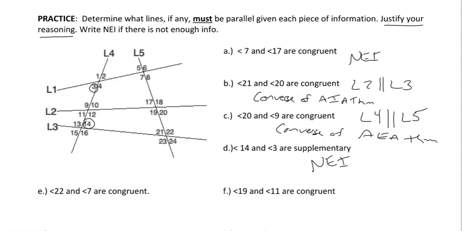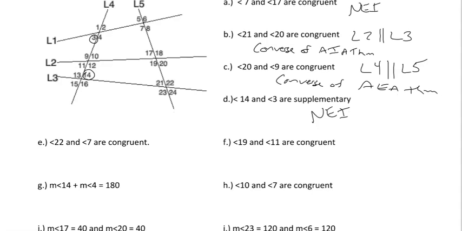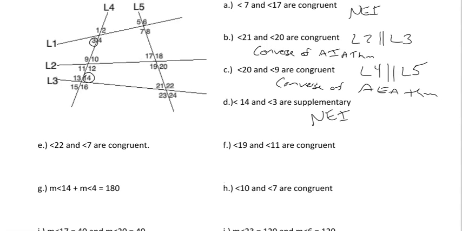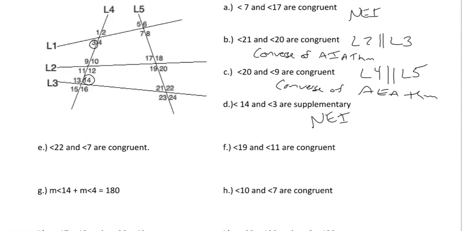All right, let's pan down. I'm not going to do all of these problems because I'm sure you guys are getting the hang of it. What I want you to do actually is try this one. Look at 22 and 7. Figure out if these are any special type of angles and if knowing that they are congruent helps us. 22 and 7. Figure out, are any of the lines having to be parallel because of this?